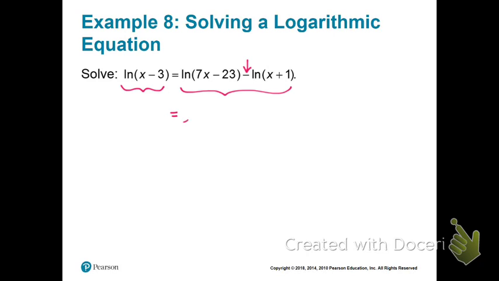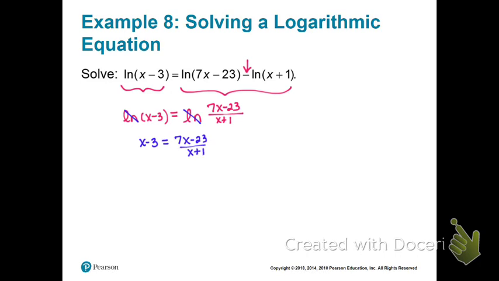Divide. So on the right side here, we're going to write the natural log of the first one divided by the second one. And that's equal to what we had on the other side, the natural log of x minus 3. Do my logs have the same base? Yes, they're both natural log, so they both have a base of e. Because they're log base e, we can get rid of them, which means that x minus 3 is equal to 7x minus 23 over x plus 1.